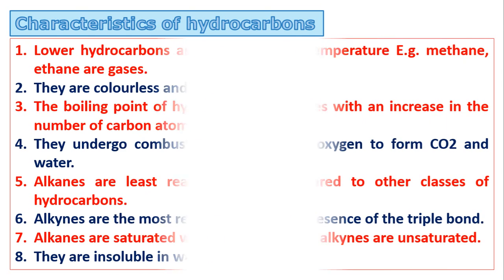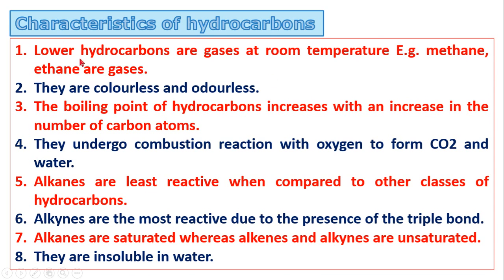Then what are the characteristics of hydrocarbons? Lower hydrocarbons are gases at room temperature. Example, methane, CH4, ethane, C2H6. They are gases. They are colorless and odorless. The boiling point of hydrocarbons increases with an increase in number of carbon atoms. For example, methane, ethane, propane, butane, the carbon number is increasing, so the boiling point of hydrocarbon also increases.